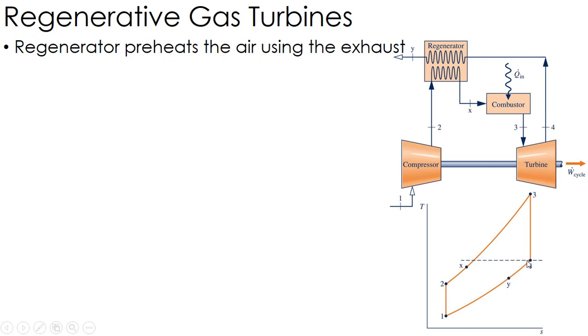Because again, temperature at state 4 is much higher than, say, the temperature at state 1 or even state 2 after the compression. So again, use that heat to bring up that temperature, so I only have to go from X to 3 rather than 2 to 3.